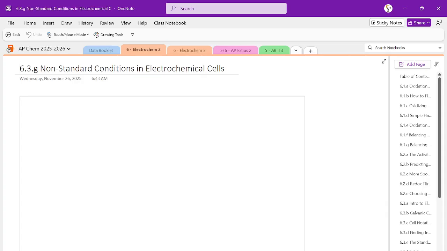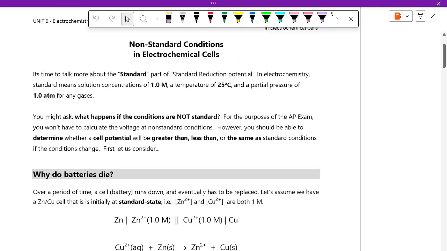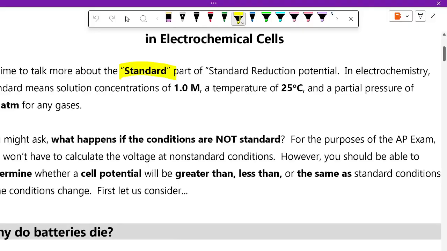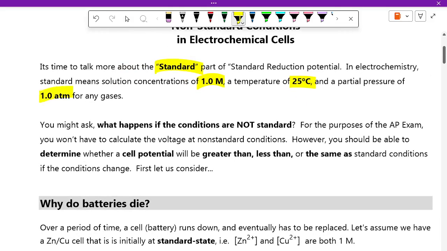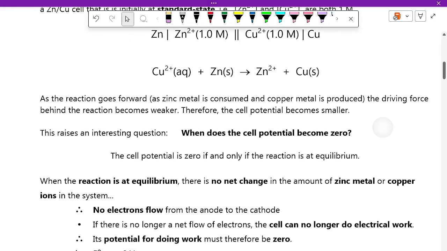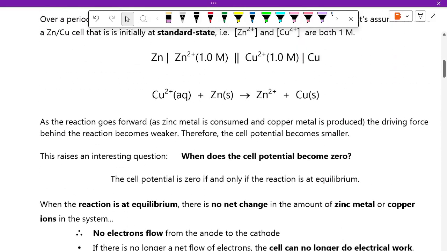Okay. So at non-standard conditions, that means we are not at 1 atmosphere. So standard is 1 molar, 25 degrees, 1 atmosphere. Here's our battery in standard state. We just talked about why the cell potential becomes 0. When the reaction is at equilibrium, there is no net change in the amount of zinc or copper. No electrons flow. The cell can no longer do electron work. This is on page 104.